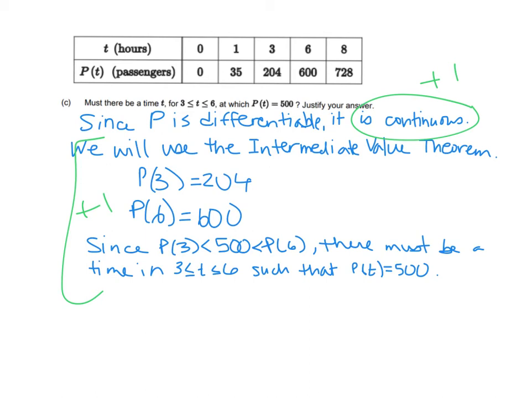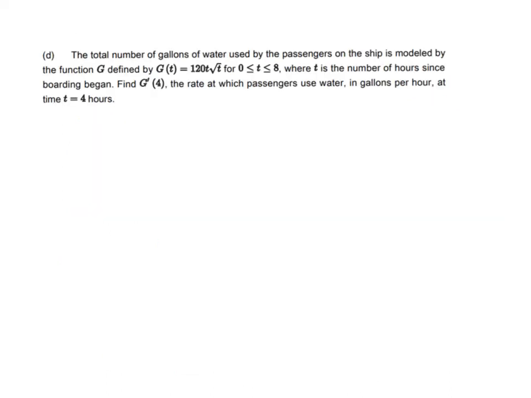So I'm going to just explain in pictures why this works. So here I have an incomplete graph of P of T. I know what P of 3 and P of 6 are. Basically, I know that the graph at some point is going to pass through 500. I don't know where, but I know that it's going to hit 500 at some point because of the intermediate value theorem. So the last part of this problem is basically just finding a derivative.